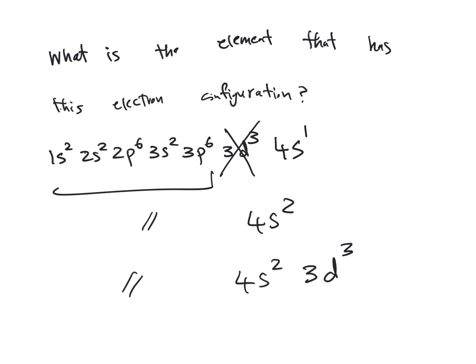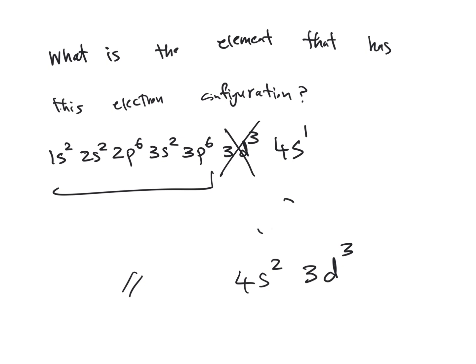But if you don't see 4s being filled before, and I'm asking about an element, you might have ions. If I write, for instance, 3d10, you might have an element that lost 2 electrons, an ion. But if I ask you about elements, you don't have any element with this electron configuration.